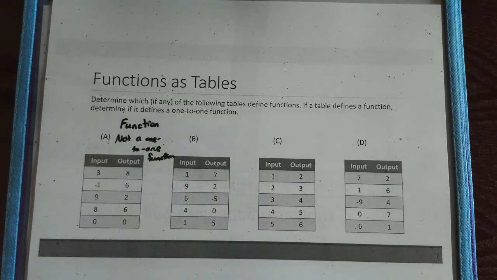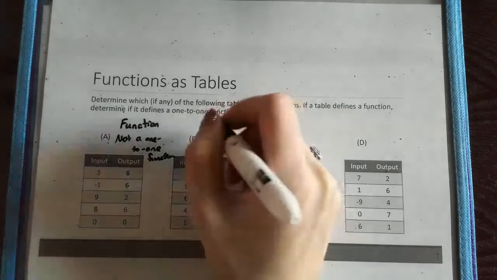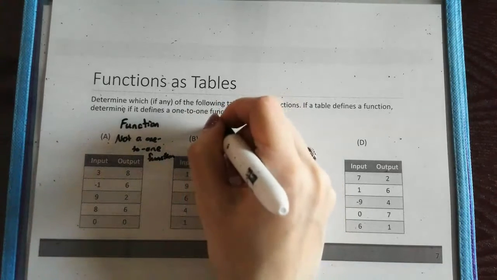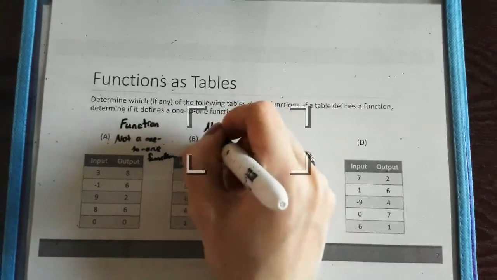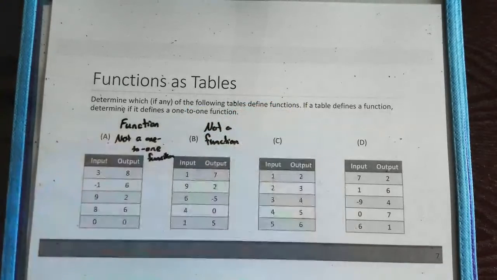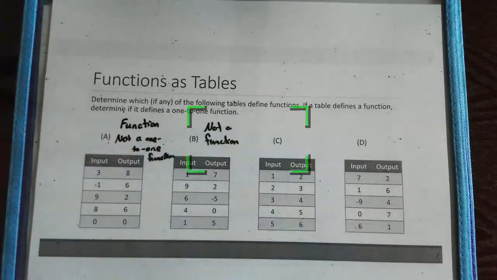Let's look at letter B. First off, is it a function? Looking at our inputs, I already see that we have 1 as an input twice, and it has two different outputs. If an input has two outputs, that means it is not a function. And if it's not a function, it can't be a one-to-one function, so we're done with that one.